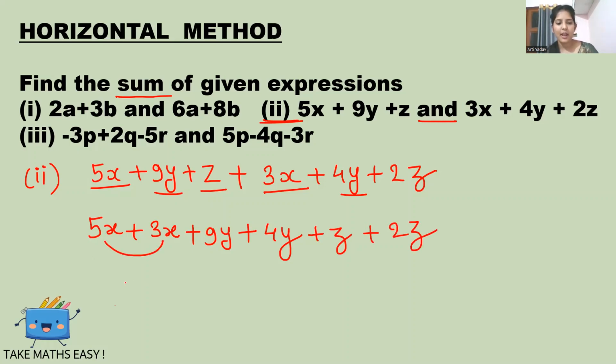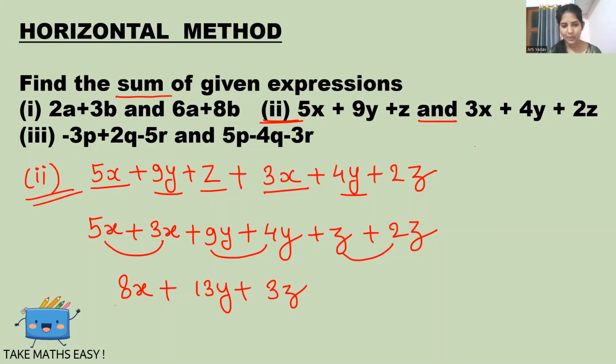So 5x plus 3x will be 8x. 9y plus 4y will be 13y. And z plus 2z will be 3z. The answer will be the same. It's up to you which method you want to use. Whatever method you want to use, you can use that. And if you are forgetting something in between, you can just see the previous method also. You can pause the video and watch again. You can take a screenshot. It's up to you. This is the benefit of videos, that you can watch them anytime.